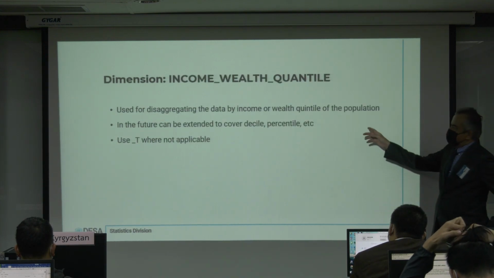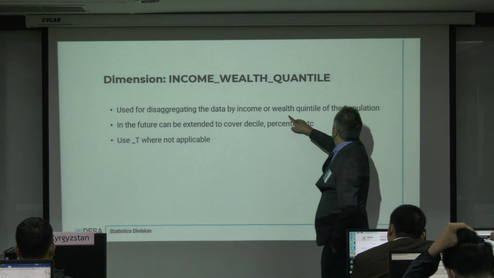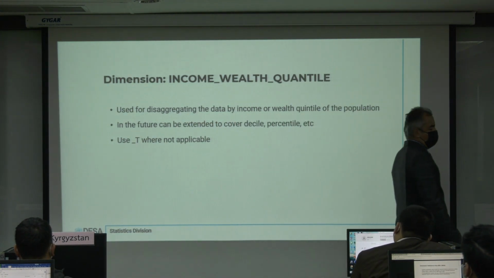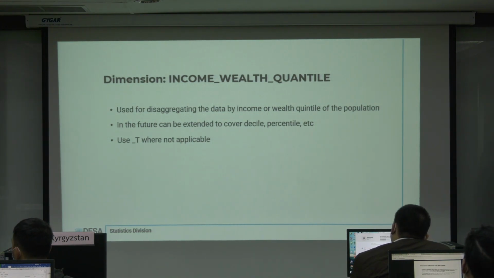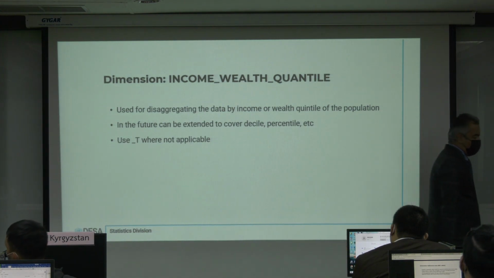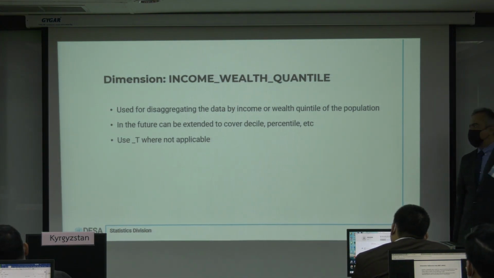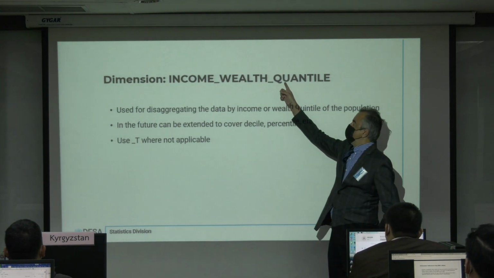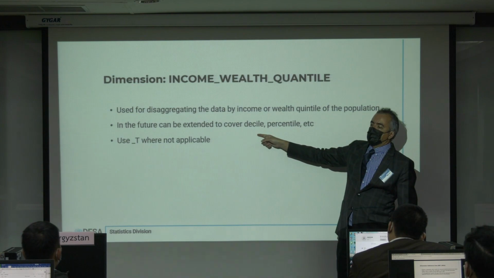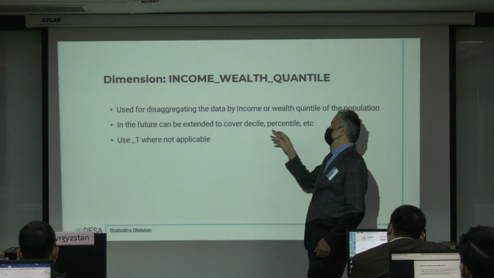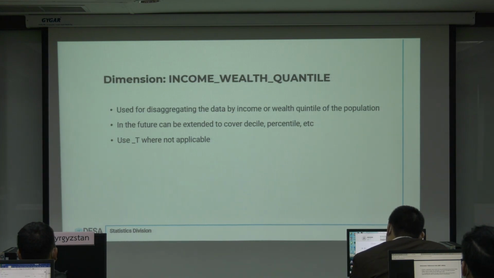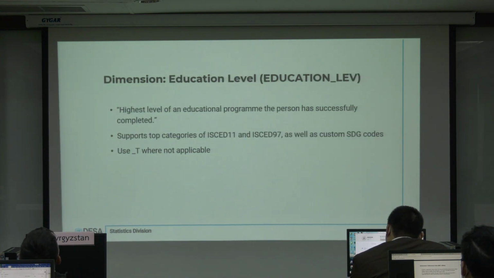Income or wealth quantile. This is used for disaggregating data by income or wealth quintile of the population. The World Bank uses that a lot, for example. Why it's called quantile and not quintile is because quantile is the more generic term. And in the future, this dimension can be used to disaggregate by decile, percentile, and so on. Education level.